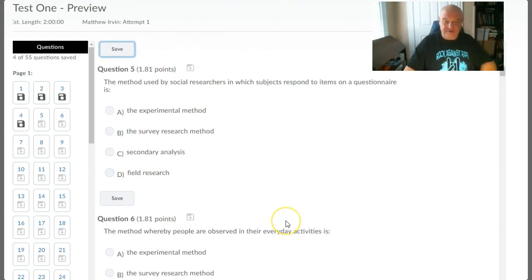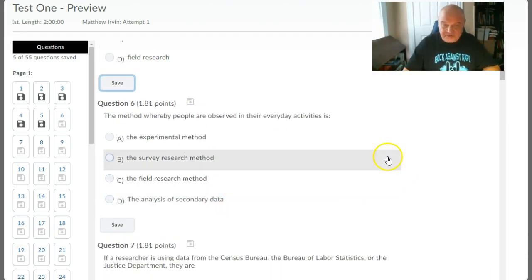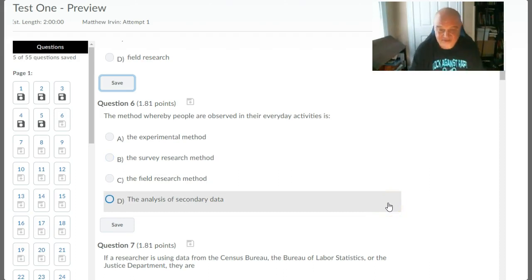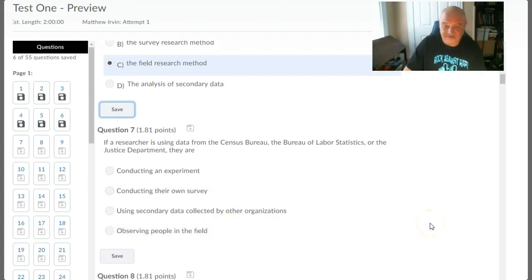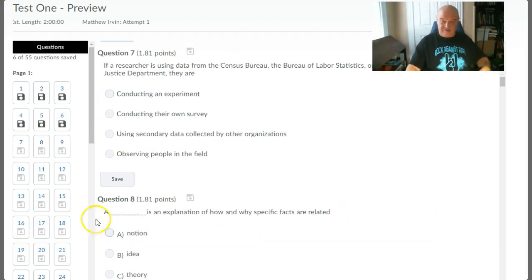Question 5. The method used by social researchers in which subjects respond to items on a questionnaire is the survey research method. The method whereby people are observed in their everyday activities is the field research method. Question 7, if a researcher is using data from the Census Bureau, the Bureau of Labor Statistics, or the Justice Department, and we often use this sort of data, it is secondary data collected by other organizations.